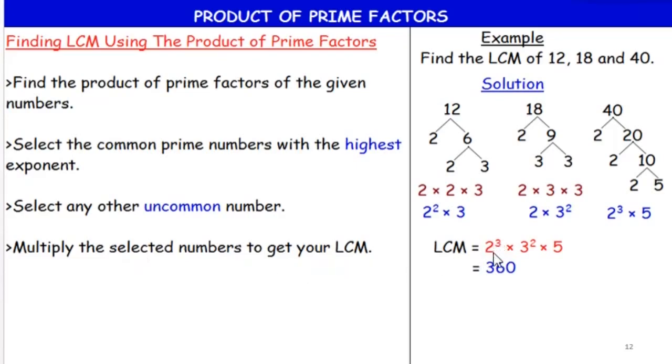Right? So we are going to have 2 to the power 3 times 3 to the power 2 times 5, and when you punch it on your calculator, the result is 360. But you can decide to leave your answer as a product of prime factors, right? So that is how we determine the LCM using the product of prime factors.